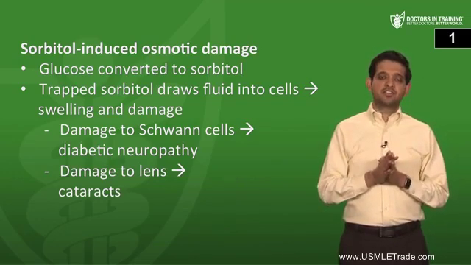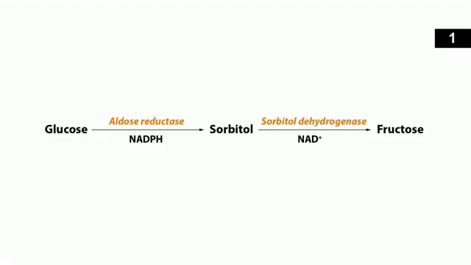So what enzyme converts glucose to sorbitol? This is the enzyme aldose reductase. This is not the key enzyme that is missing in the Schwann cells. That one is sorbitol dehydrogenase. This is aldose reductase, which is responsible for the earlier step, converting glucose to sorbitol. You'll need to know both of these.